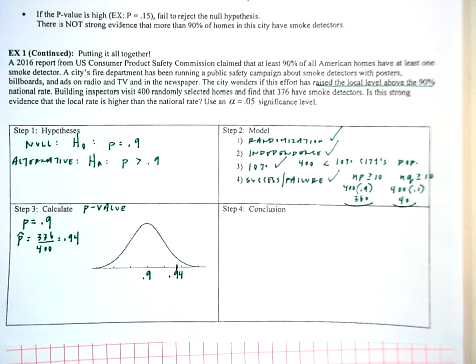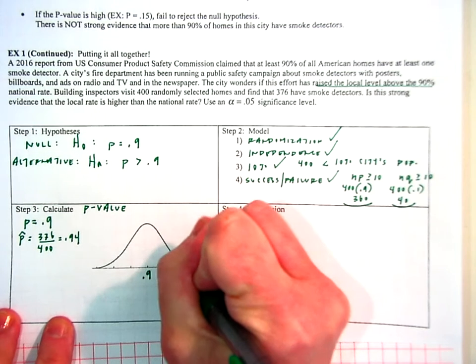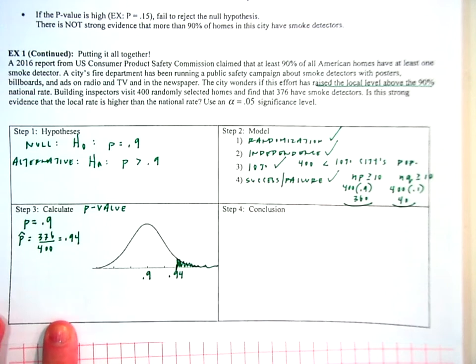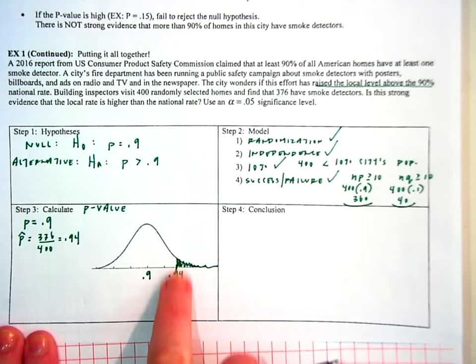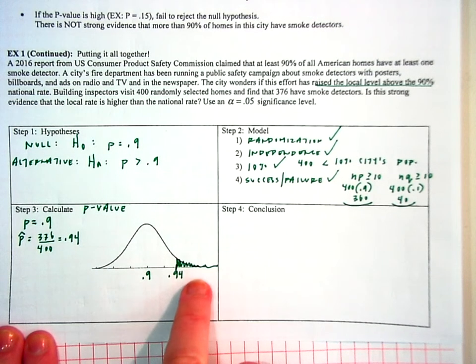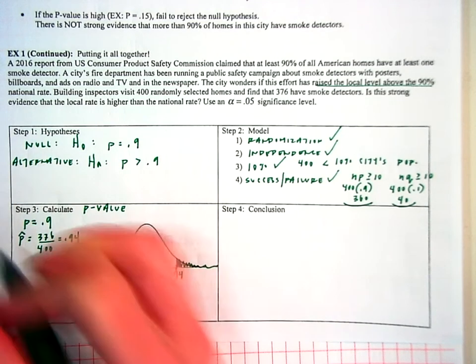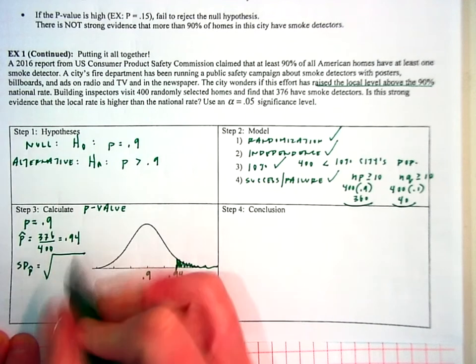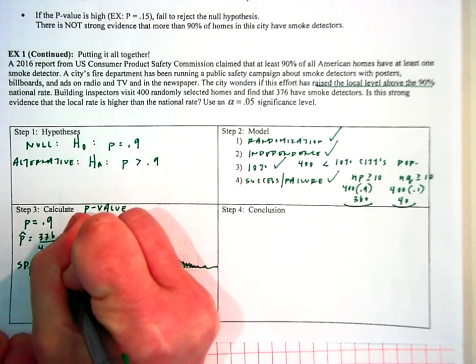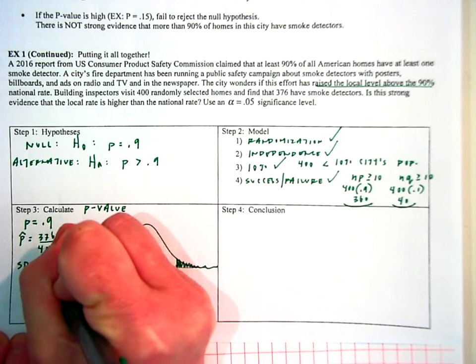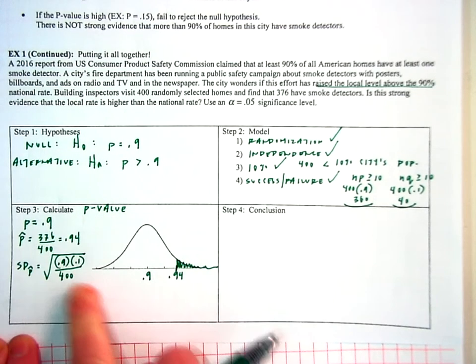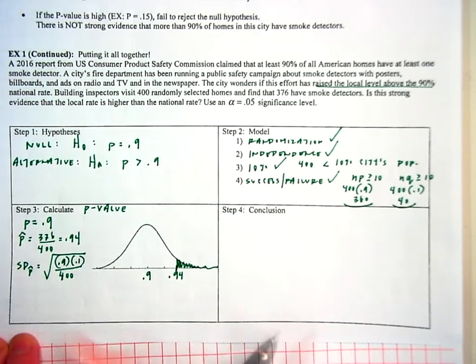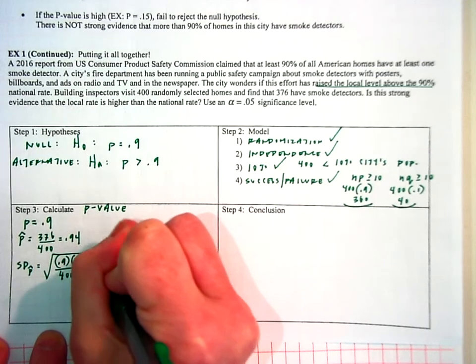Okay, again, I'm just trying to visualize what I'm solving for. Here what I'm trying to solve for is that one tail, that upper tail. I'm looking to see, what would be the probability of me getting an outcome of 94% or more, right? That's what I'm going to solve for in just a moment. Okay, I need my standard deviation. So my standard deviation would be the square root of P times Q over N. So 0.9 times 0.1 over 400, square root, and I get 0.015.